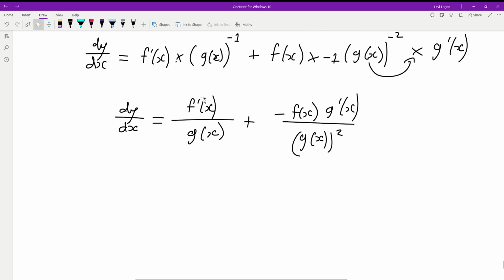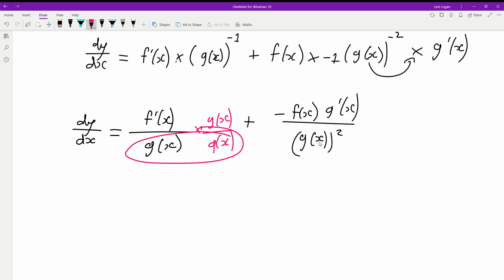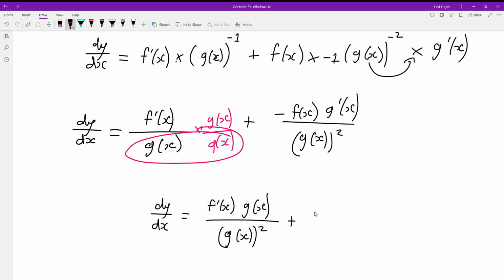So what I can do is a little trick. I can multiply this first bit by 1, technically multiplying both top and bottom by g(x). If I do that, they would cancel out to give 1, but it's going to change this to have the same denominator as that. So I get dy/dx equals f'(x) times g(x) on g(x) all squared plus minus f(x) g'(x) on g(x) all squared.